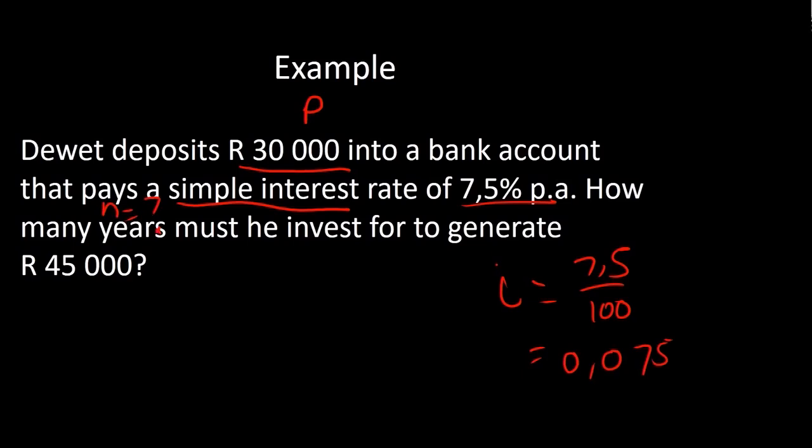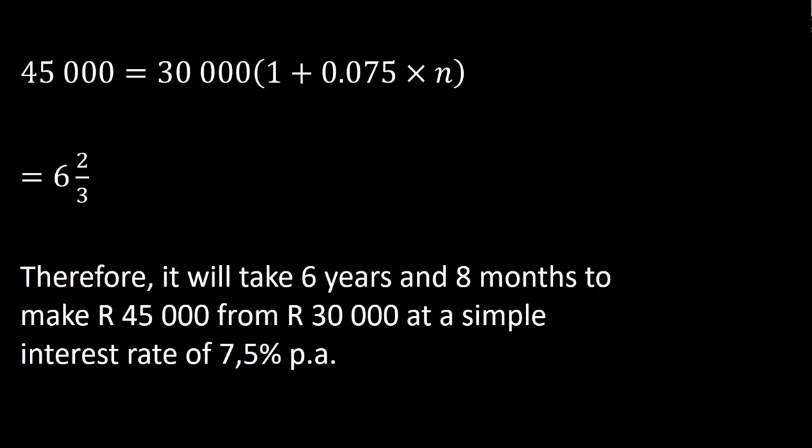How many years must he invest for to generate 45,000 Rand? So in other words, they're telling you this is what he's getting at the end. So this then is the value of A. So let's see what we've got. We have A, we have the value for P, and we've got I. So obviously what we are solving for is N. Okay, so we're simply going to substitute into our formula.